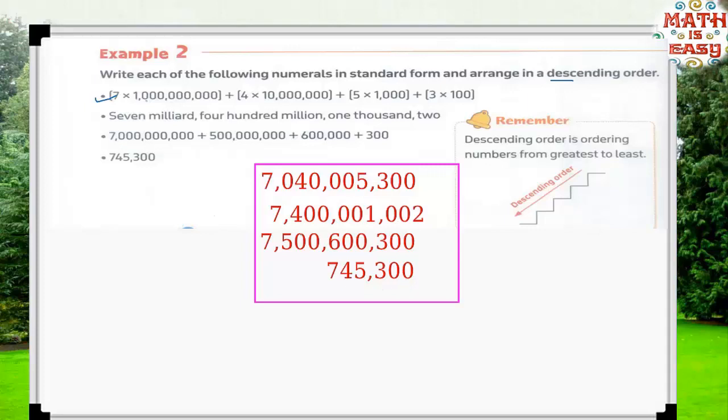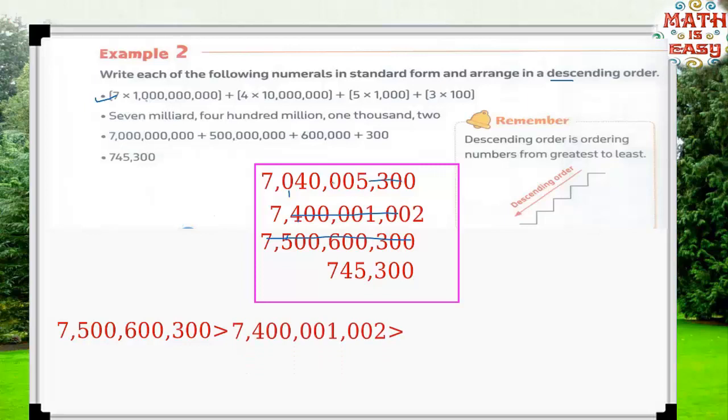Now comparing between the 3 numbers here to choose the biggest one. 7, 7, 7. Here we have 0, 4, 5. Which one is more? 5. 5 is bigger than 4, so this number is first. After that we have here 4 in the 100 millions, so this number is the next number. And the third number is 7 million, 0. And the last number, this number with 2 periods only, 745,300.